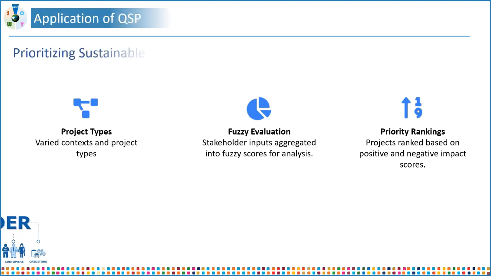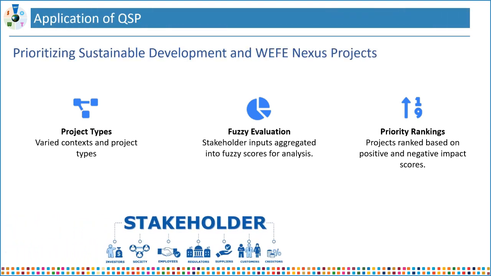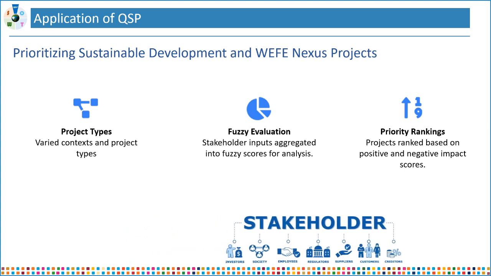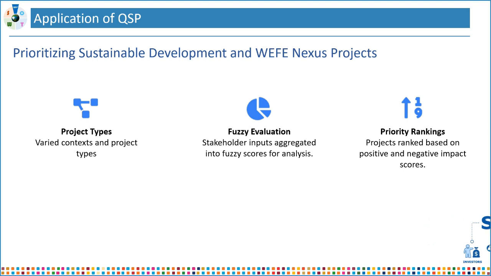The QSP method can be applied to diverse sustainable development and WEF nexus projects. By using fuzzy linguistic evaluations, stakeholder inputs are transformed into quantifiable scores, enabling a detailed analysis of each project's impacts. This approach ranks projects based on positive contributions and minimized risks, providing a transparent and structured framework for prioritizing initiatives aligned with sustainability goals.